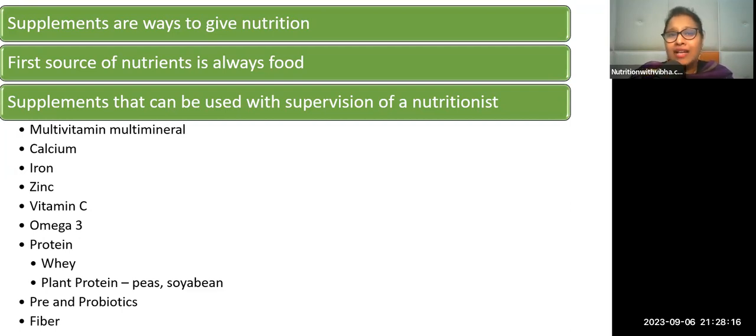So we're not saying that, okay, eat less if you are taking a multivitamin. No, we're saying that eat very well, but if you think there are times that you're not able to eat well, if you think there are days you're not able to put the nutrition plan together, then this is an adjunct. This is a help that we require.